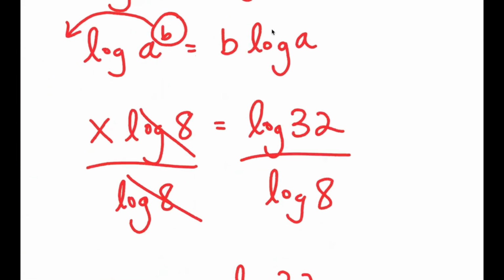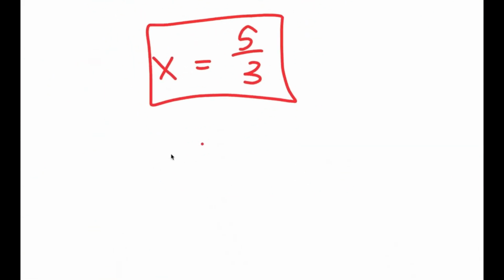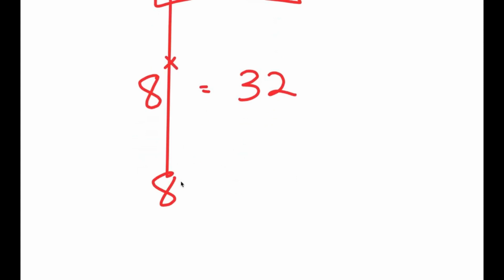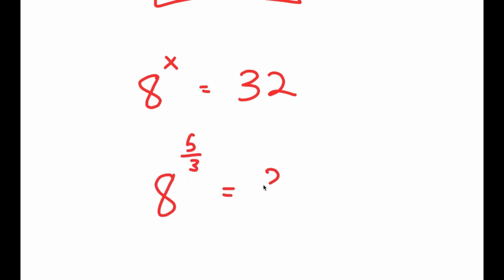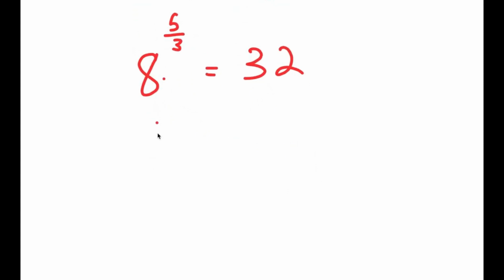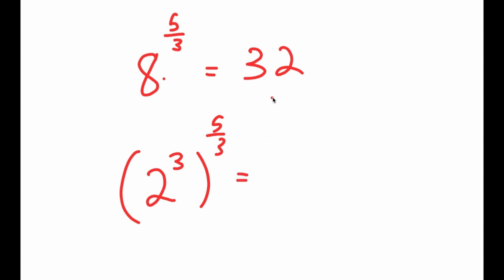So, going back, we have 8 to the power of x equals 32, and we're plugging in 5 over 3. So we get 8 to the power of 5 over 3 is equal to 32. Now, if you already know, 8 is the same thing as 2 to the power of 3. So I get 2 to the power of 3, to the power of 5 over 3, is equal to 32, which is the same thing as 2 to the power of 5.